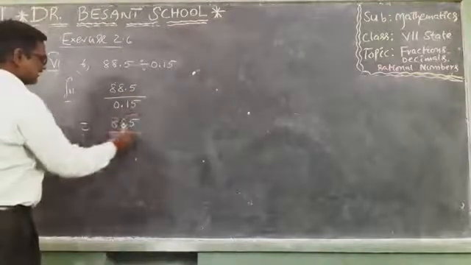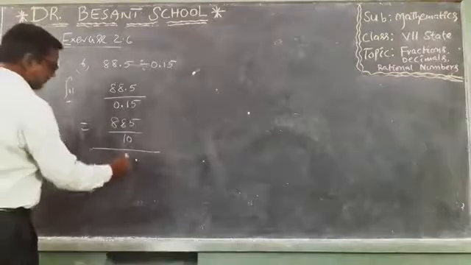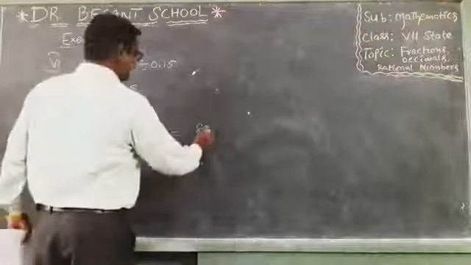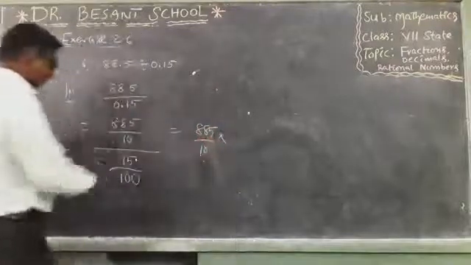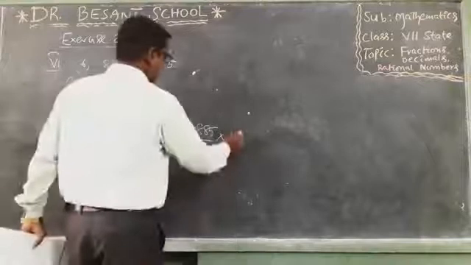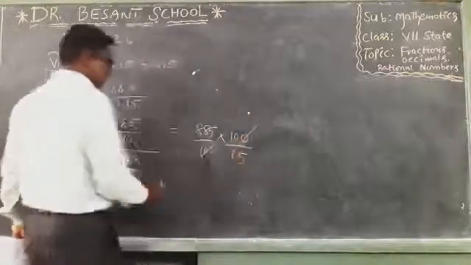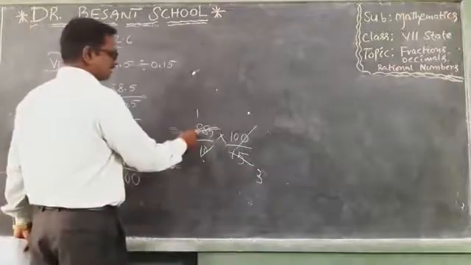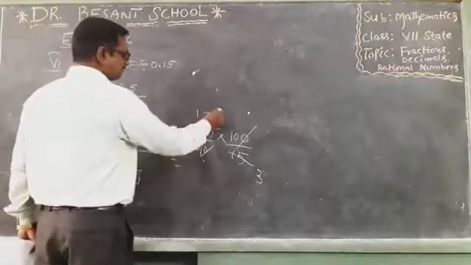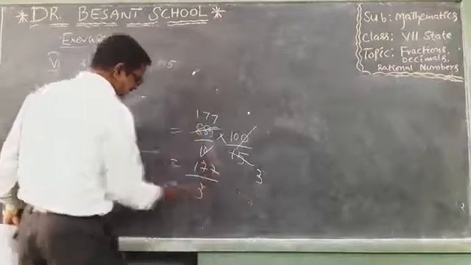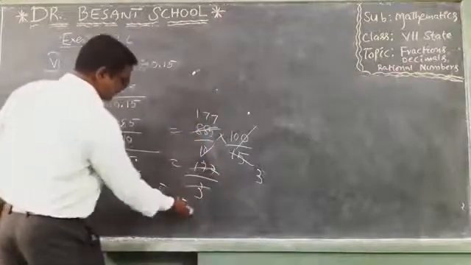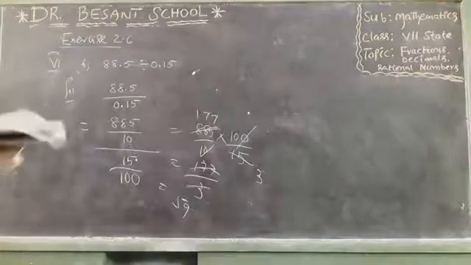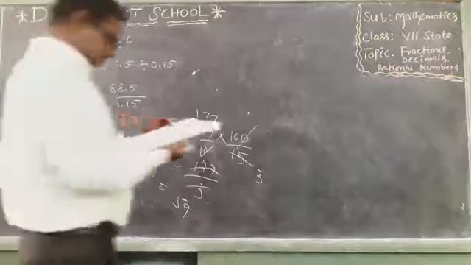88.5 can be written as 885 by 10, divided by 0.15, which can be written as 15 by 100. So children, this is 885 by 10, and 15 by 100 becomes 100 by 15, the reciprocal. The zeros cancel. 5 3s are 15. 5 1s are 5. 3 will be there. 5 7s are 35. So 177 by 3, which means 3 5s are 15, 2 will be there, 3 9s are 27. 59. What is the answer for this one? 59. Children, one more problem is there from the 6th Roman.